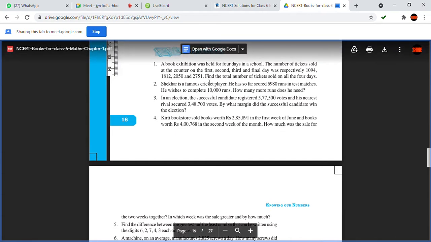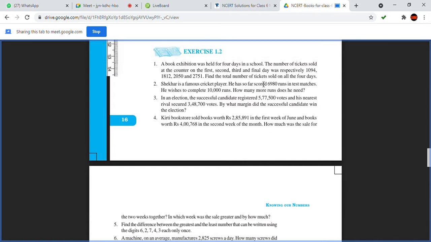Okay, can you say what is the method here for finding that answer? Addition. Okay, all are correct. So we can write number of tickets sold on first day, number of tickets sold on second day. That way you write, and last you write total number of tickets sold. Then you can add all those 4 numbers and find the answer. So all of you start.